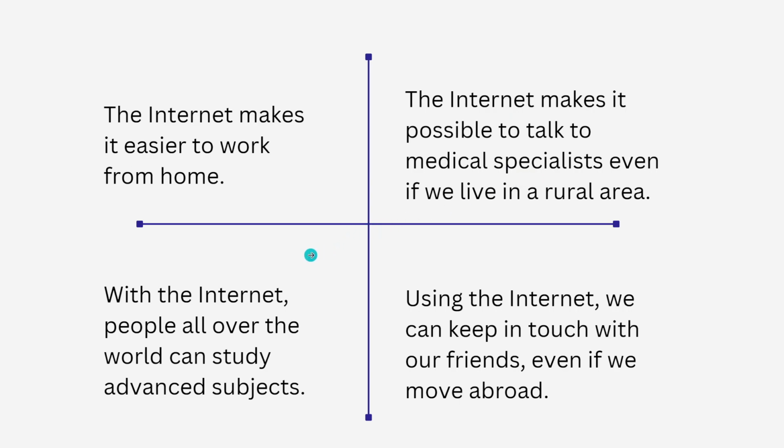But if they're thinking about learning, they can say, well, with the internet, people all over the world can study advanced subjects. Now they've even got a third body paragraph if they want it. Or, they can just stop after coming up with 2 and just write the essay. But of course, if they're talking about friends, they could say something like, using the internet, we can keep in touch with our friends, even if we move abroad. Again, now they've got 4 ideas they can work with. After they've come up with these 4, they can just pick and choose the 2 or 3 that they think are best, and then ignore the other 1 or 2.